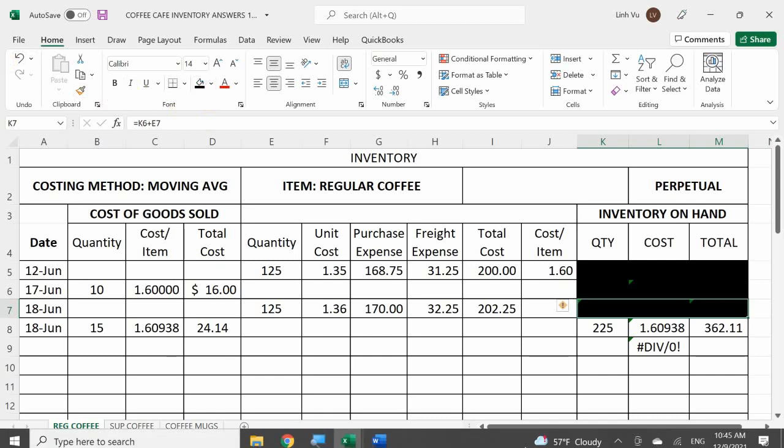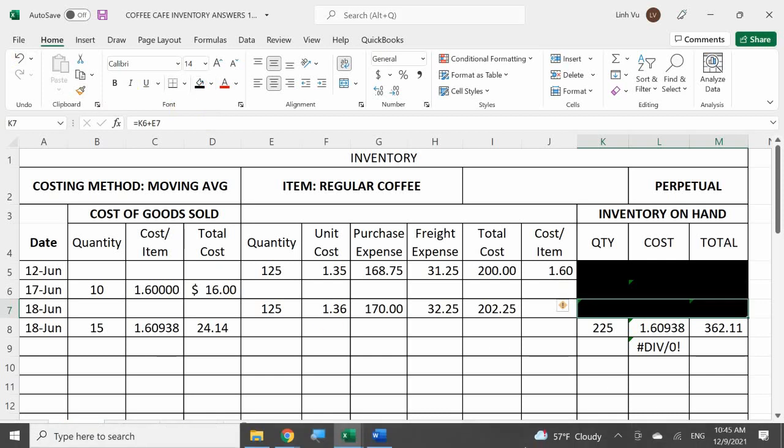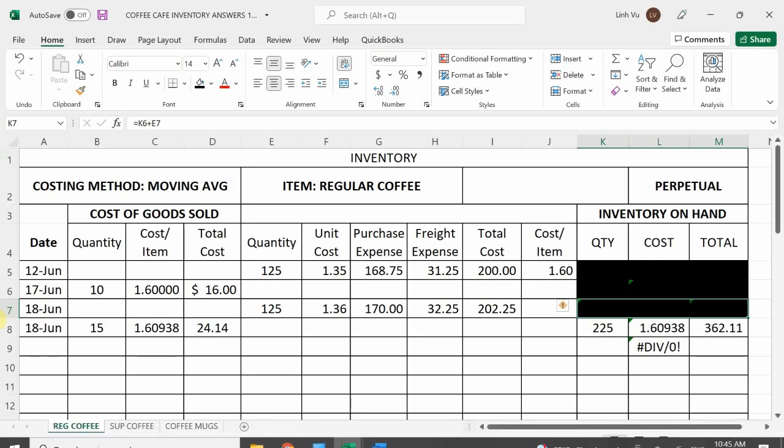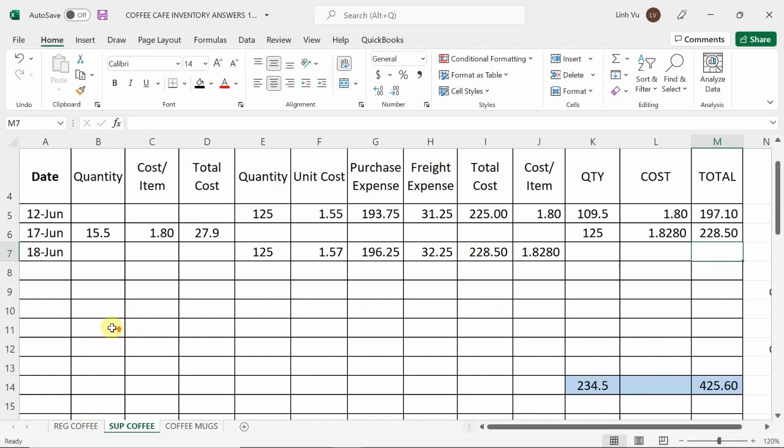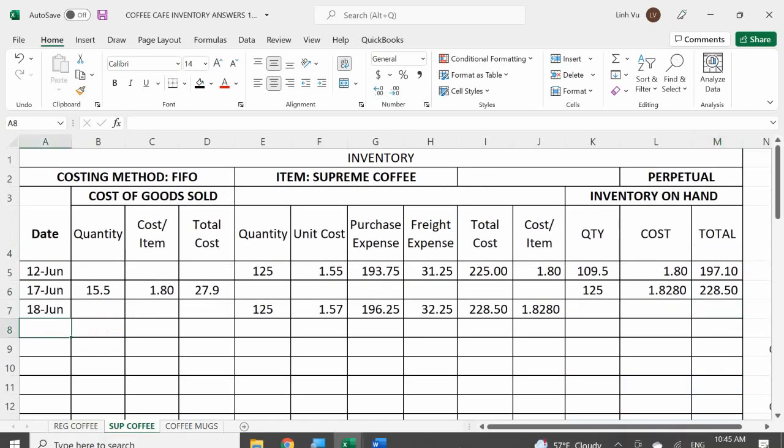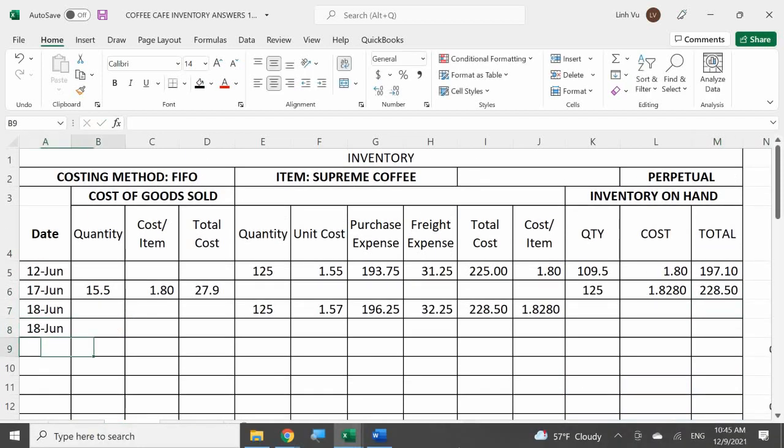All right. So remember, this 362.11 is something that we need to make sure our books in our ledger also reflect. And we have 24.14 as our cost of goods sold. So let's go ahead and figure out Supreme coffee. Okay, so it's the 18. How many pounds did we use?